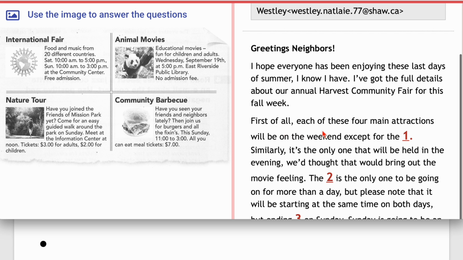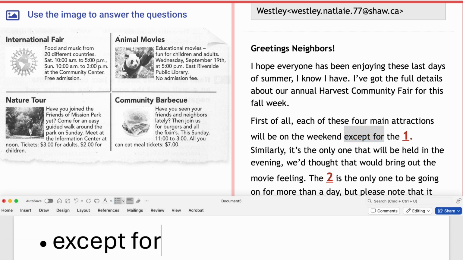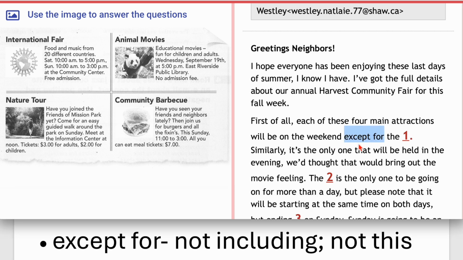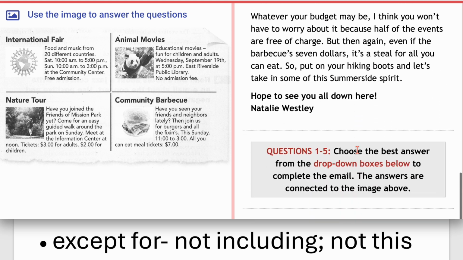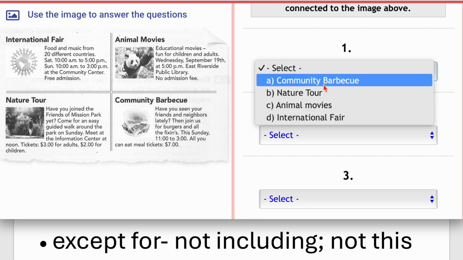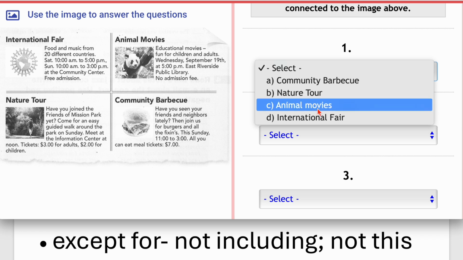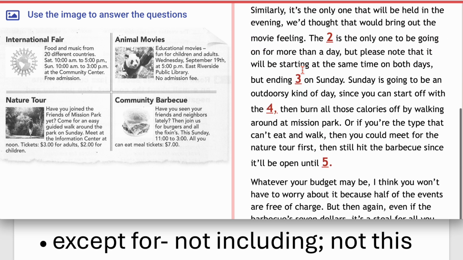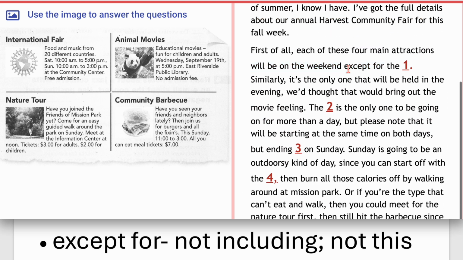So first of all, each of these 4 attractions will be on the weekend except for the what? Now except for, that means not including or not this. Okay, that's what except for means. So it says except for these ones. Let's look at the answer choices: the community barbecue, nature tour, animal movies, international fair. Well, the one that's not on the weekend. So it says all of them will be on the weekend, but not which one.